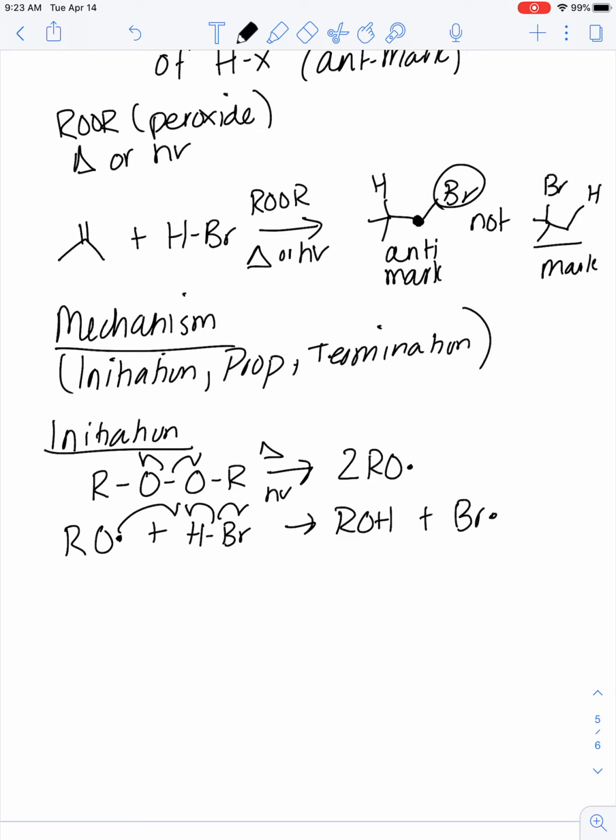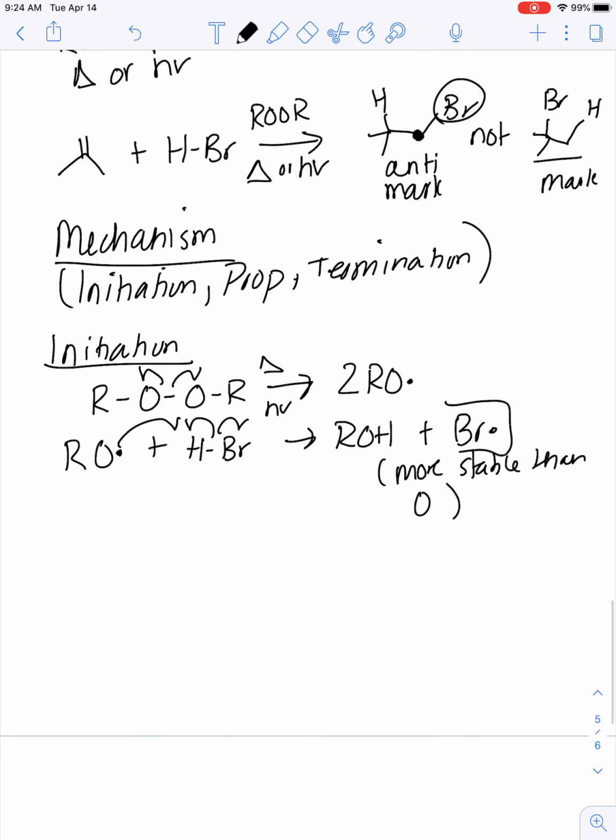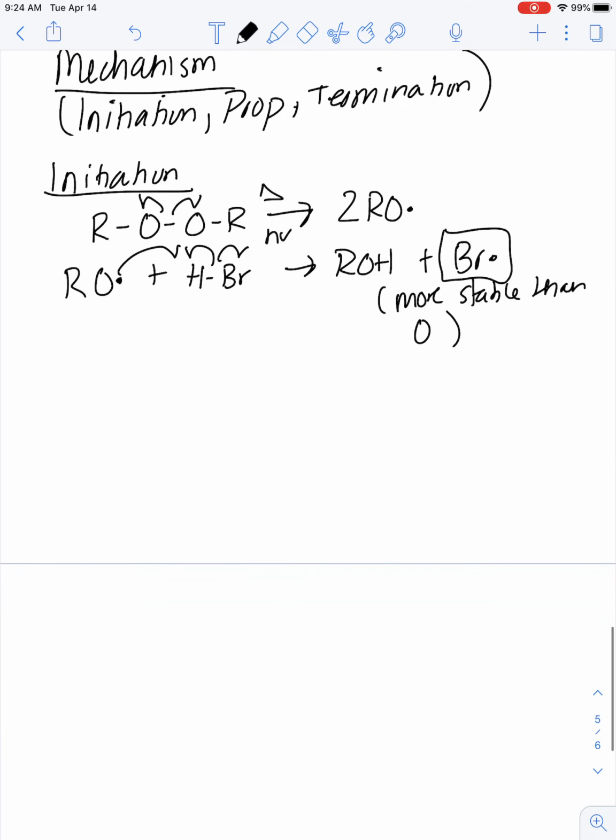So the reason that this is going to form is that it is more stable than the radical on an oxygen. Now that we have the formation of our bromine radical, we're going to look at the propagation step, the second step for a free radical chain mechanism.